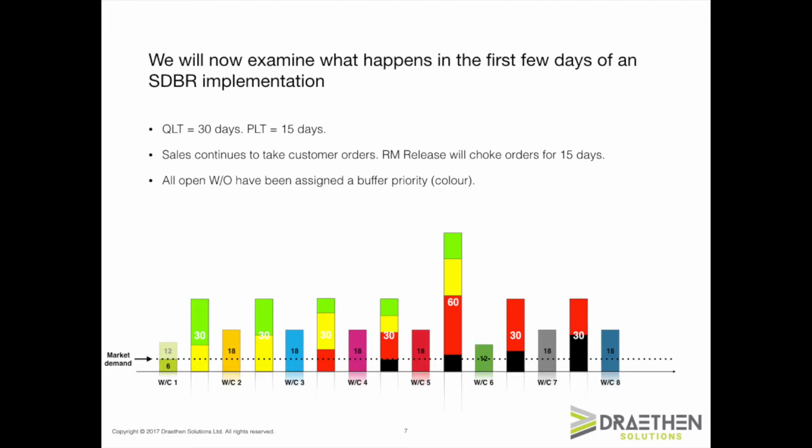The buffer management guides the work centres to work on the right work orders in the right sequence. Late orders first, orders closest to their due date next, otherwise known as red orders, then work orders in the yellow zone, and then finally work orders in the green zone.